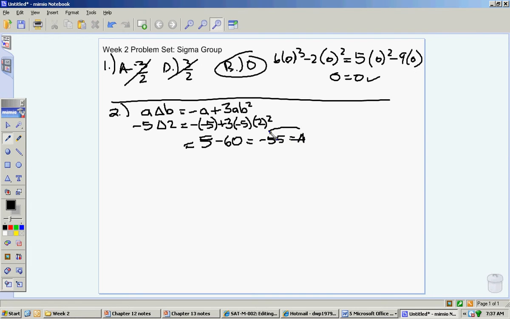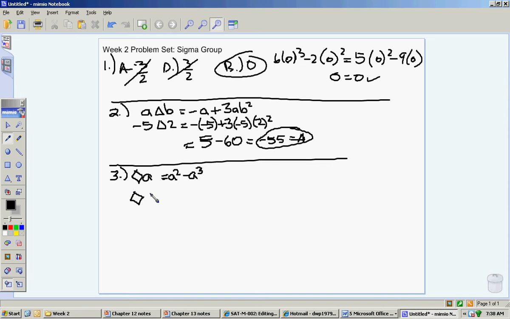3 is again one of those simple problems. It's pretty easy as long as you look at it and see that it's just an arithmetic problem. We're talking about diamond A, and diamond A simply equals A squared minus A cubed. What they want us to find is, okay, what is diamond 1/2? Again, no big deal. We got fractions. Don't get alarmed. Make them all decimals. Who cares?